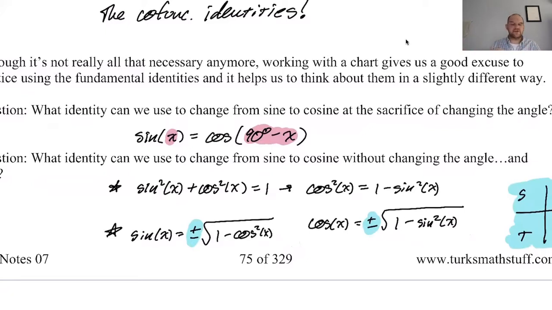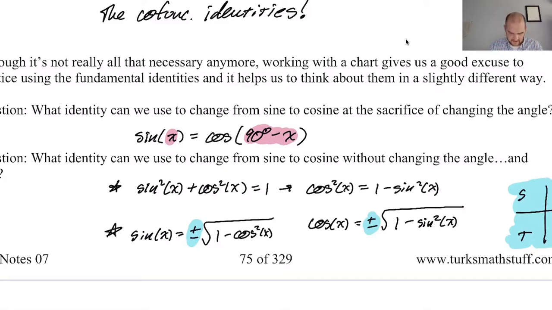So if the angle started out as 10, it's going to end up at 80 when you do 90 minus it, that kind of thing. So we can change between them, but we'd have to change the angle to do it. We can also change between them without changing the angle if we're willing to use the Pythagorean identities, right? So sine squared plus cosine squared equals 1.